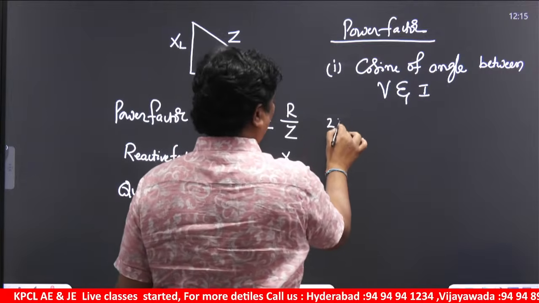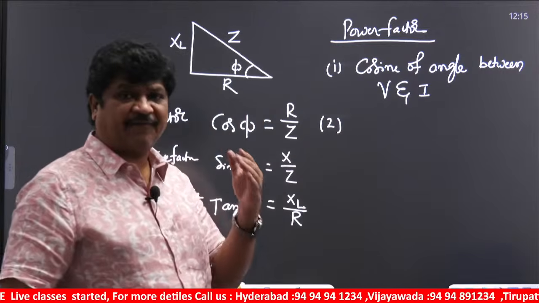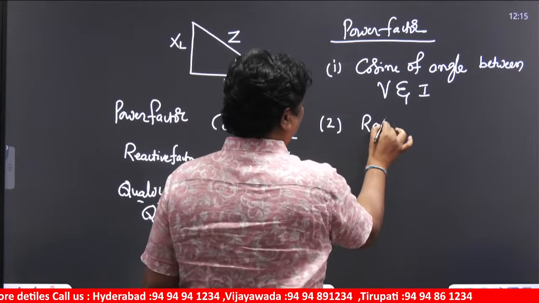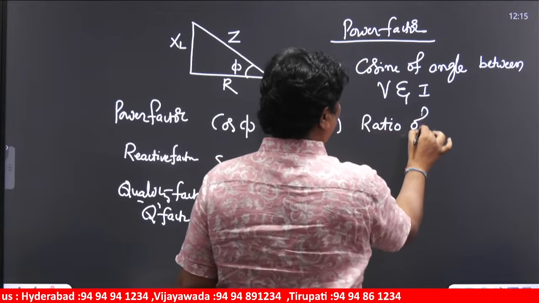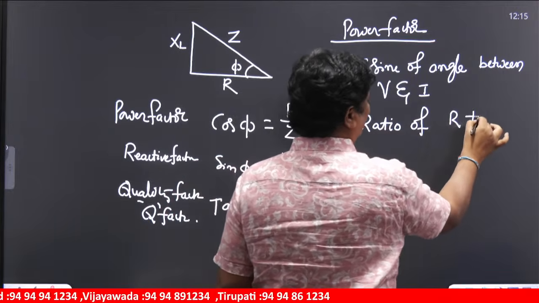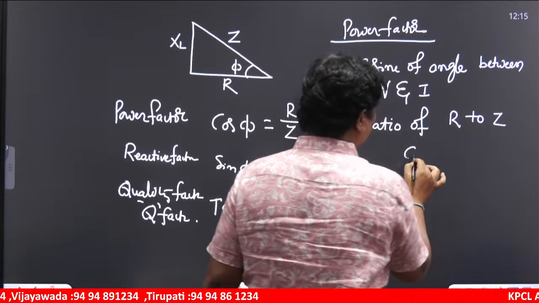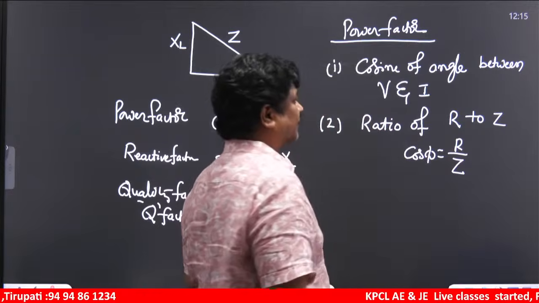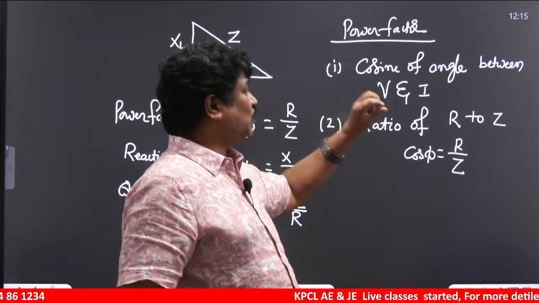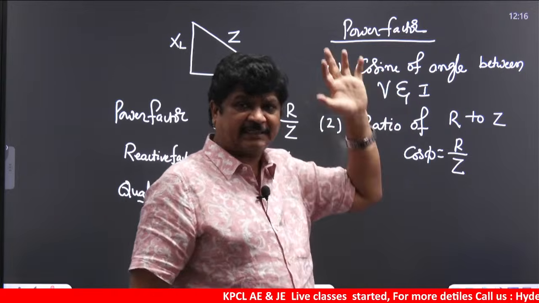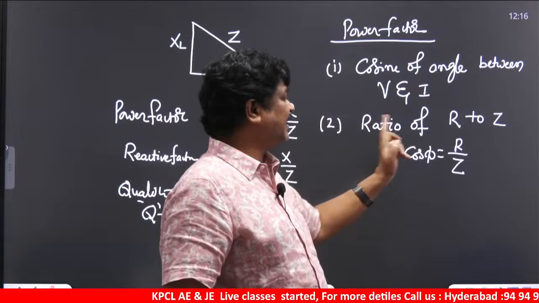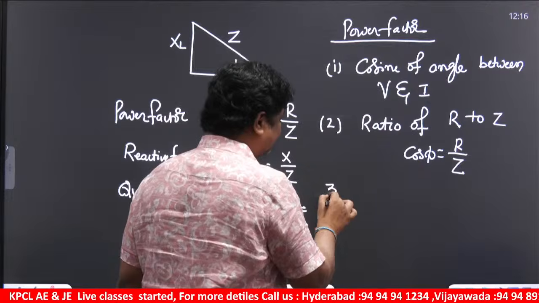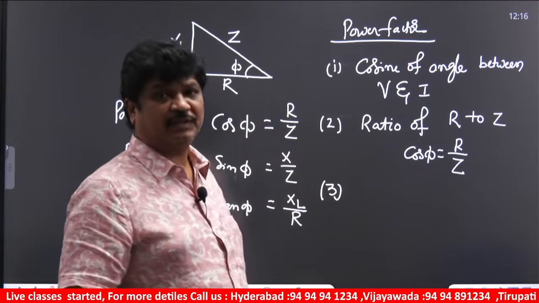Number two, it is the ratio of resistance to impedance. That is, cos phi is equal to R by Z. One definition is the cosine of the angle between voltage and current. The second definition is the ratio of resistance to impedance. What about the third one?